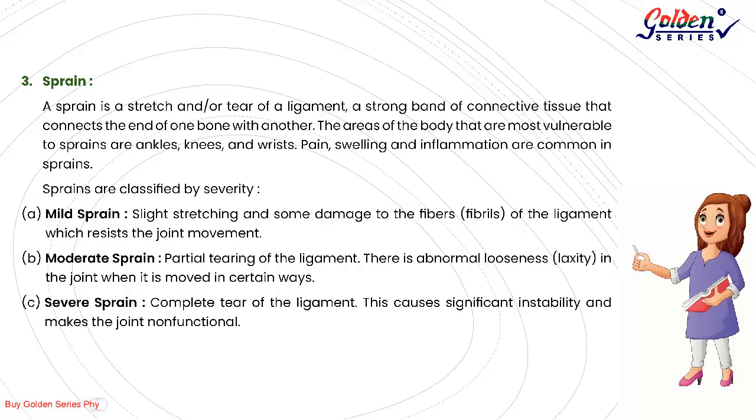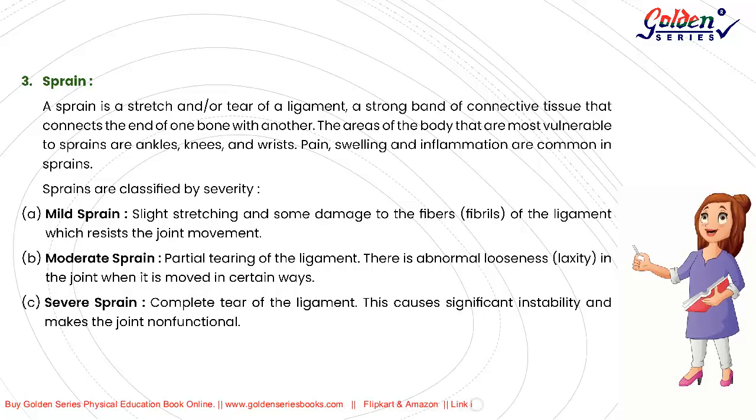Number 3. Sprain. A sprain is a stretch and/or tear of a ligament, a strong band of connective tissue that connects the end of one bone with another. The areas of the body that are most vulnerable to sprains are ankles, knees, and wrists. Pain, swelling, and inflammation are common in sprains.